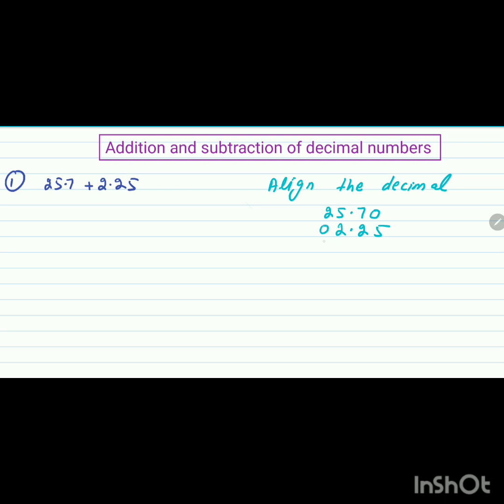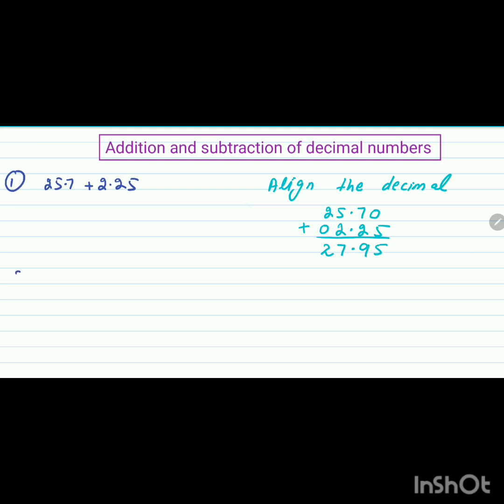Okay, now how will you add them? You will just use the simple method of addition. You will start from the right side. 5 plus 0 is 5, 7 plus 2 is 9, decimal under decimal, 5 plus 2 is 7 and 2 plus 0 is 2. 27.95 is your answer.